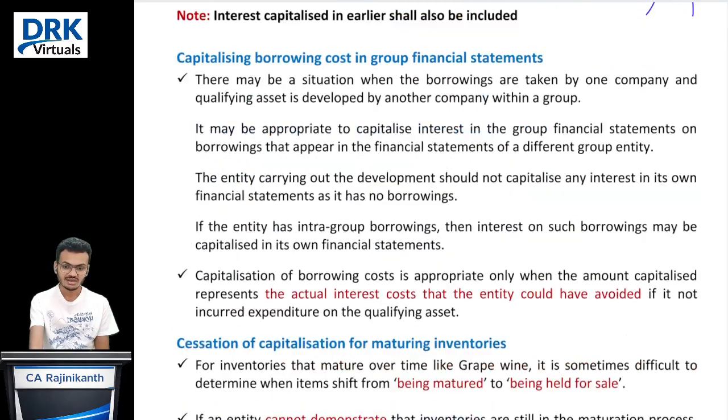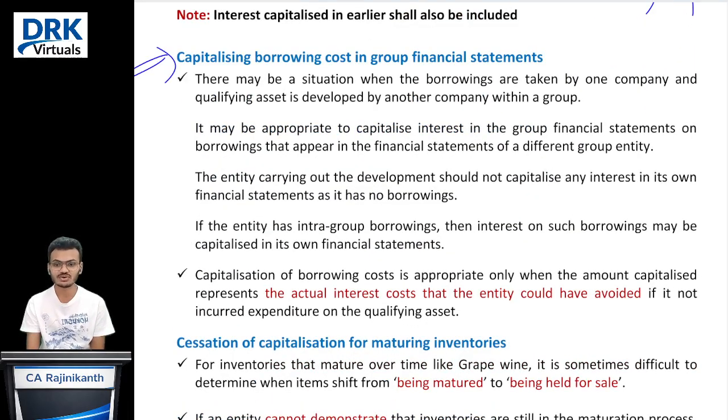Clear? And the next one, capitalization of borrowing cost in group financial statements. Suppose there is a group of companies. The parent company took a loan from a bank. The subsidiary company is constructing a qualifying asset. In the separate financial statements of the parent company, we should not capitalize interest cost because the parent company is not constructing any qualifying asset. It only has a borrowing. It is incurring interest cost that should be charged to the profit and loss account.